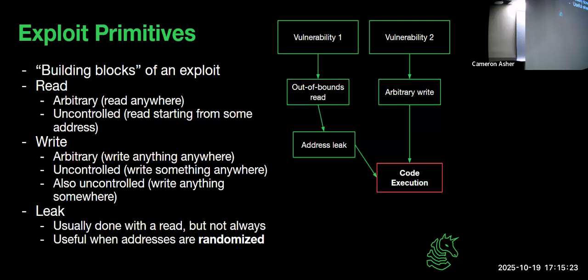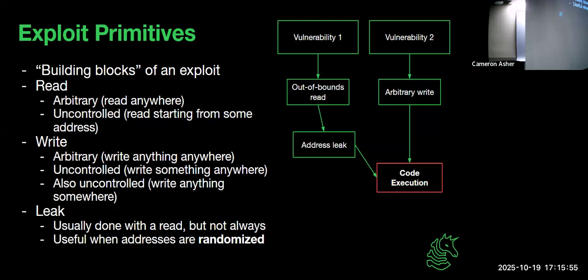So read, there's an arbitrary read, which means you can read a value from anywhere. And there's also an uncontrolled read, which means read starting from some address and maybe the bound isn't correctly controlled, so you can read further. Write primitive, you could have arbitrary. So this is write what, where. It's a very powerful condition where you can write any value anywhere. And there's uncontrolled, which means there's one kind where you can write something to anywhere, or you can write anything to somewhere in particular.